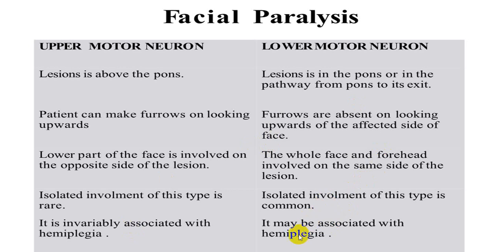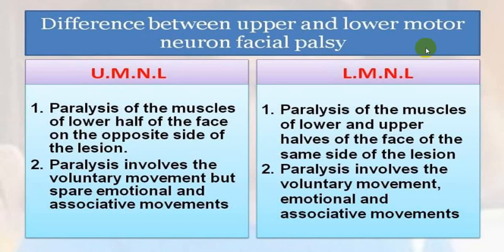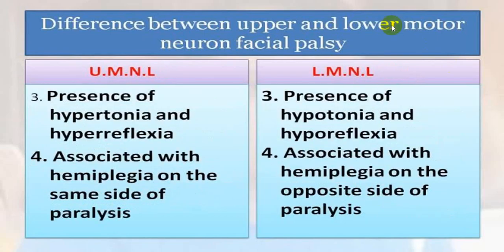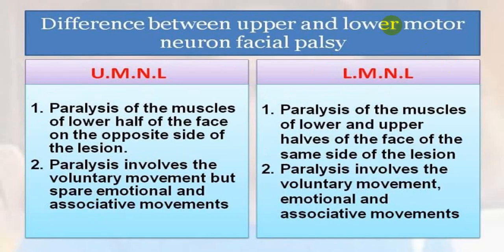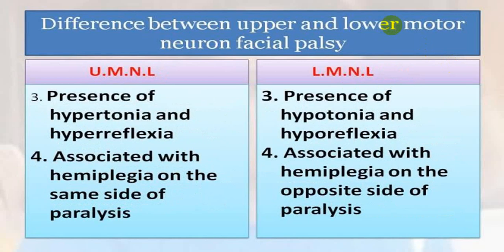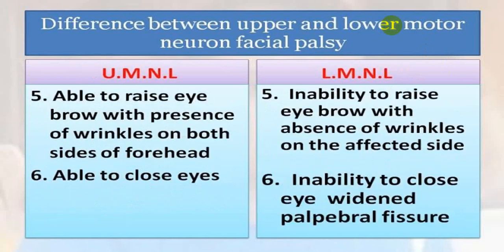But when it is associated with hemiplegia, it is usually contralateral hemiplegia. It may be associated with hemiplegia, but it is usually on the side of the damage, lower motor neuron, and opposite side, you will have hemiplegia. So that will be the difference in upper motor neuron. At your leisure time, you can go through this in detail, the difference between the two. You can have a pause.